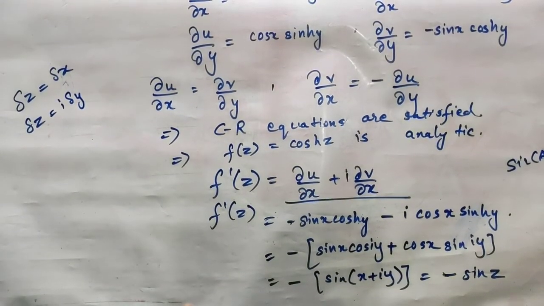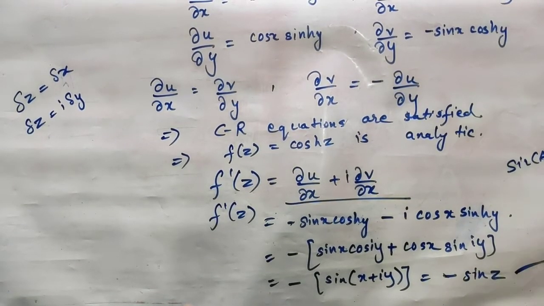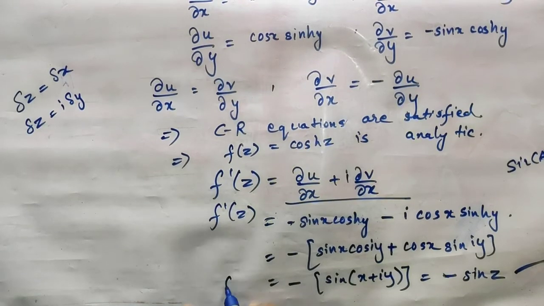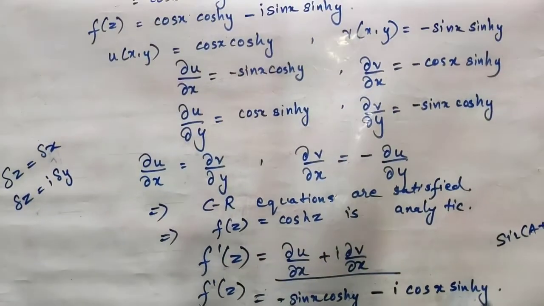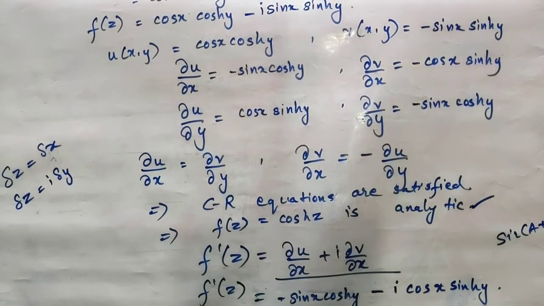Is that clear? CR equations and the partial derivatives, that should be clear to all of you. Hence we complete the solution for this problem. We have found its derivative, that is f dash of z. Also we have proved that the given function f of z is analytic. Let us continue with one more problem and then we'll go for the CR equations in polar form.